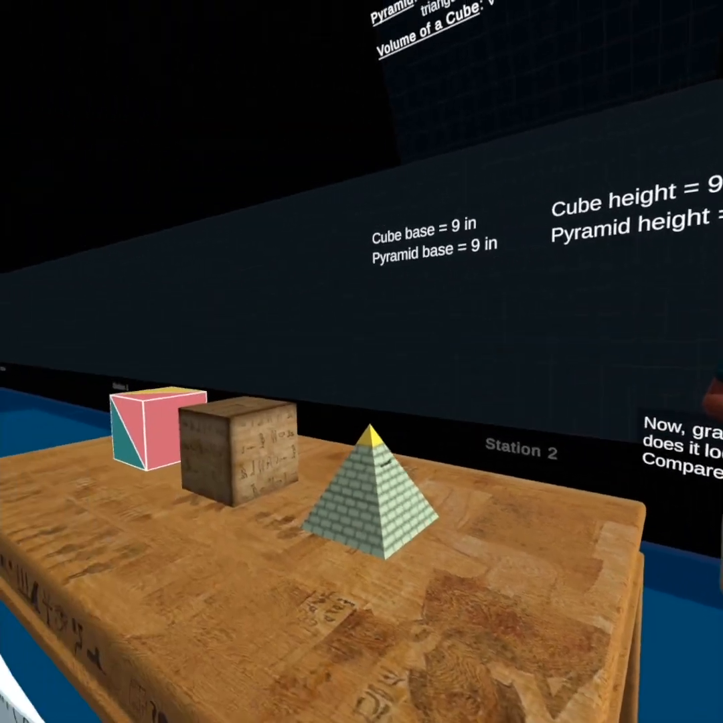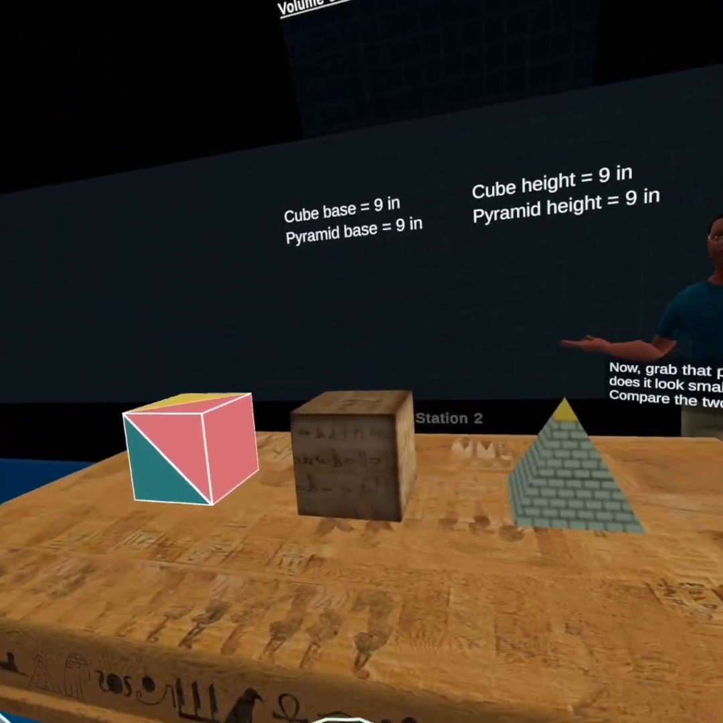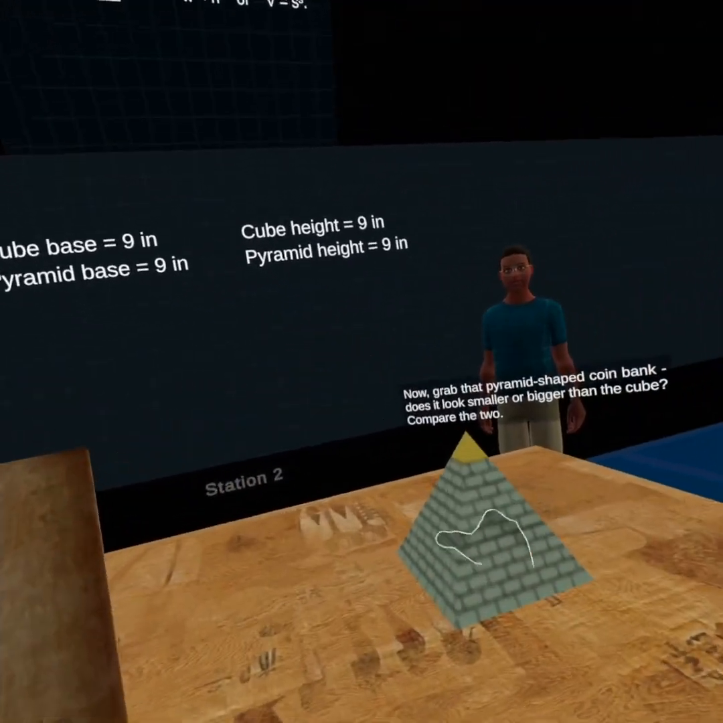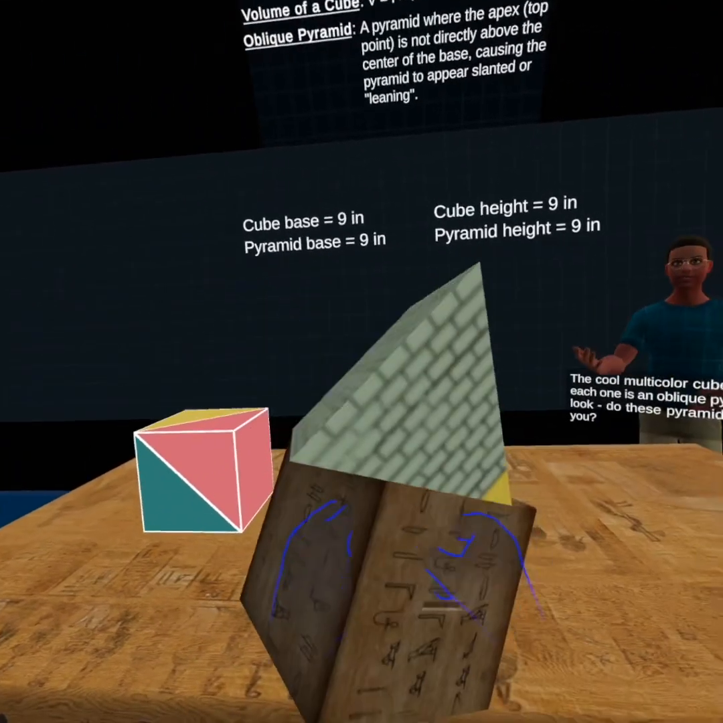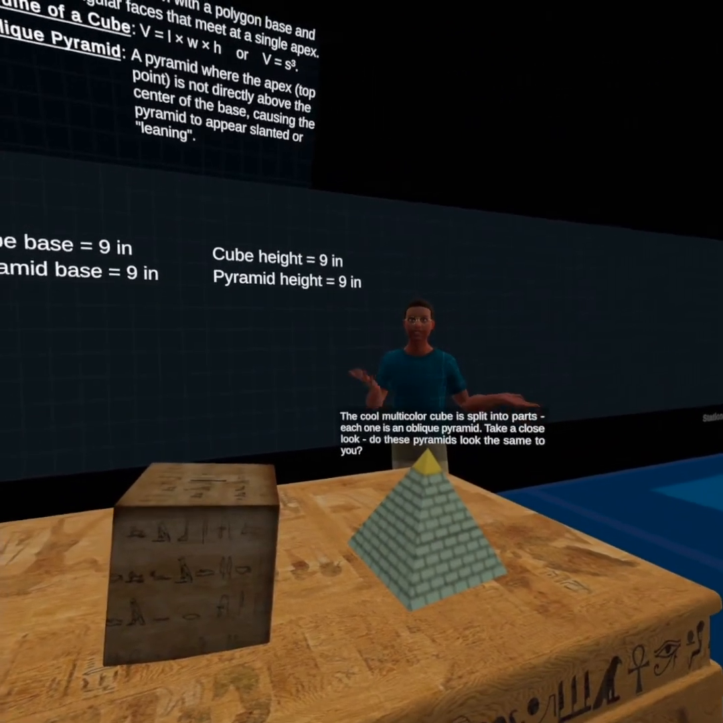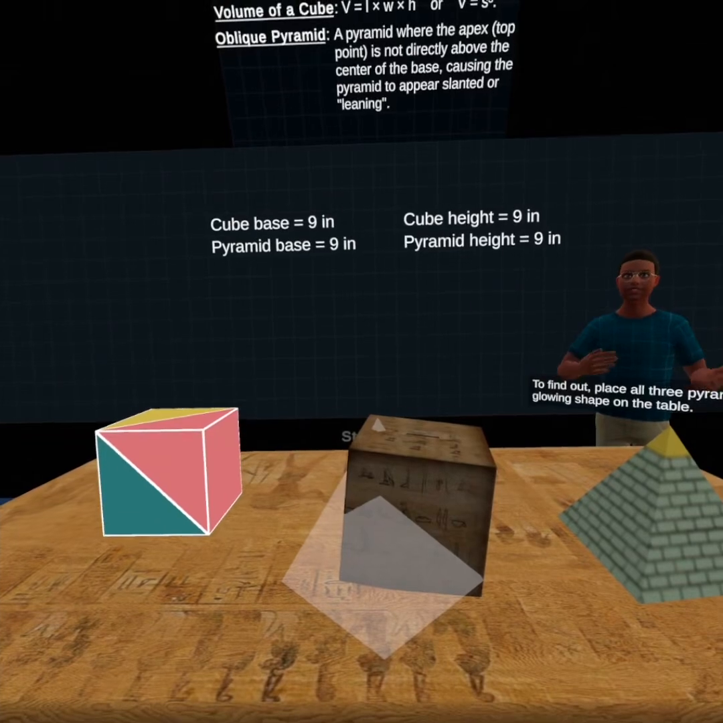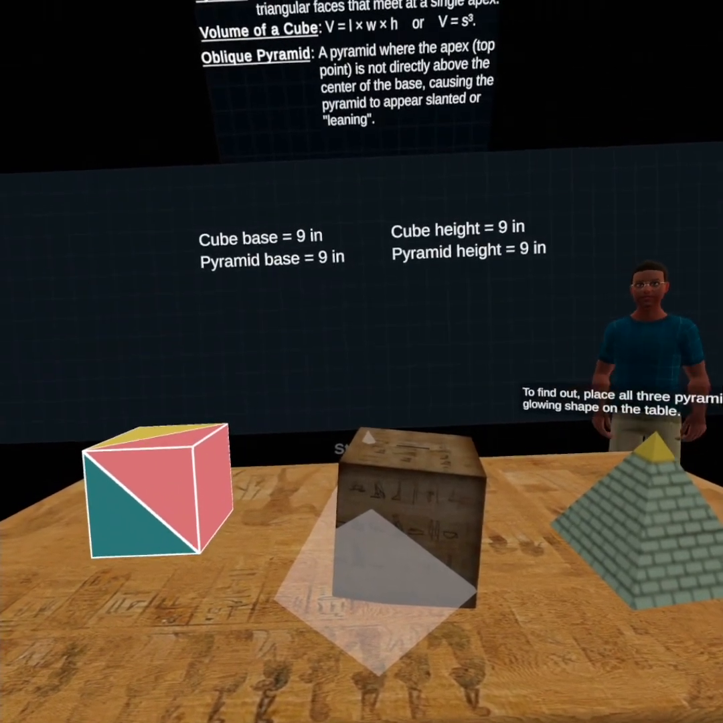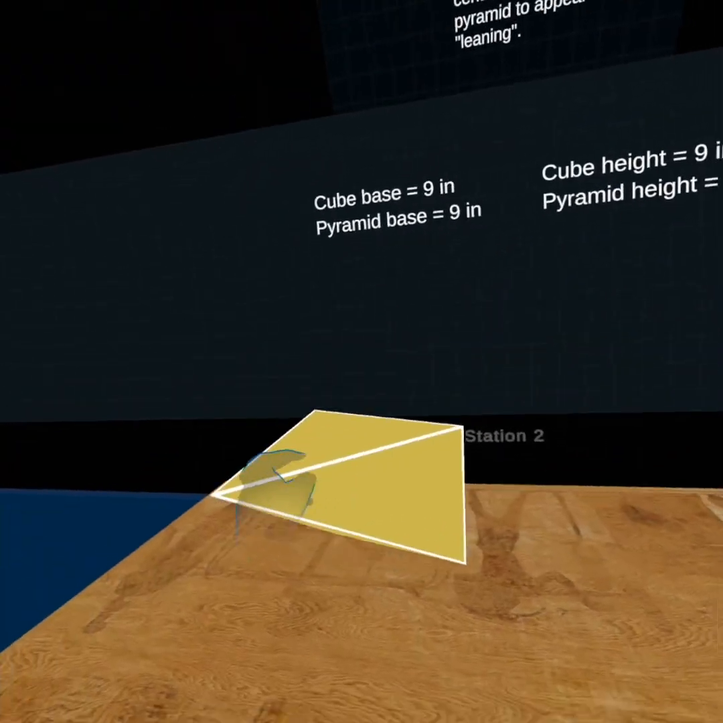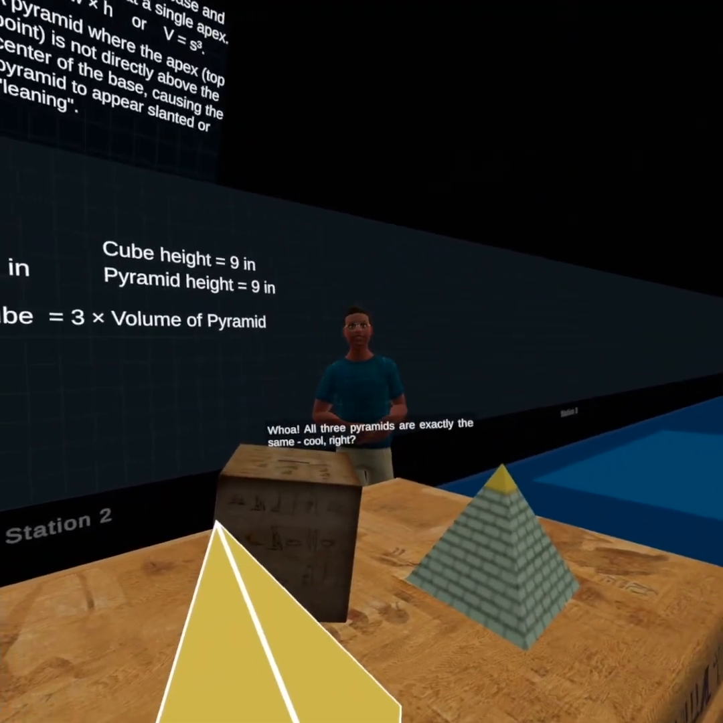Now, grab that pyramid-shaped coin bank. Does it look smaller or bigger than the cube? Compare the two. So I can pick up the multicolor objects. Cool, the cube is split into parts. Each one is an oblique pyramid. Take a close look. Do these pyramids look the same to you? To find out, place all 3 pyramids into the glowing shape on the table. Whoa, all 3 pyramids are exactly the same.